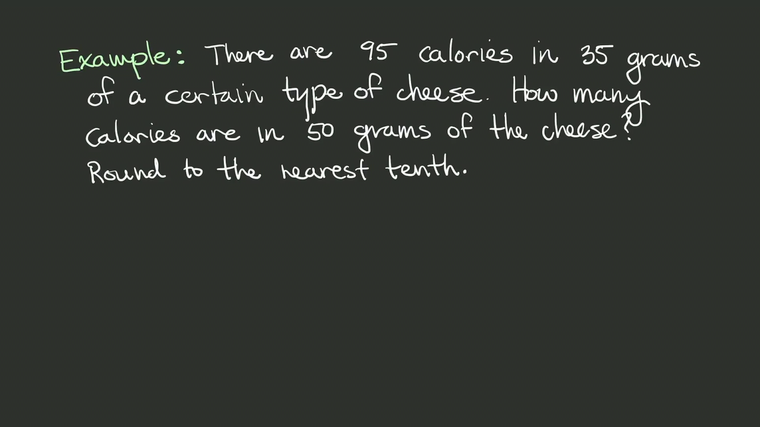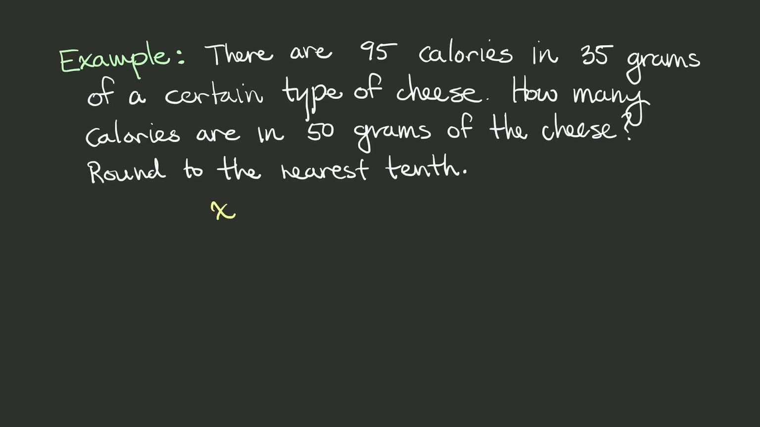In this video, we'll solve word problems using proportions. Here we're told that there are 95 calories in 35 grams of a certain type of cheese. How many calories are in 50 grams of the cheese? And then round to the nearest tenth.